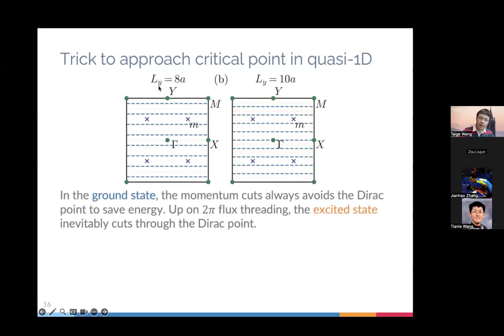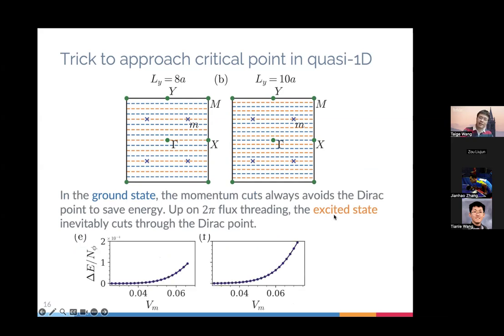So I'm showing Ly equals 8 and Ly equals 10, they have different cuts. In the ground states, you want to maximally avoid the Dirac point to save energy. But upon this 2 pi flux threading, you obtain an excited state, okay, which cuts precisely through these Dirac points. And it should be noted that this excited state will precisely be a ground state in the thermodynamic limit. Okay? So the splitting between the excited state and the ground state, in the absence of a periodic potential, you certainly have zero splitting. So these two states, the ground state and excited state, are two topologically degenerate states in your setup. So that's precisely the two degenerate ground states of the nu=1/2 Laughlin state.